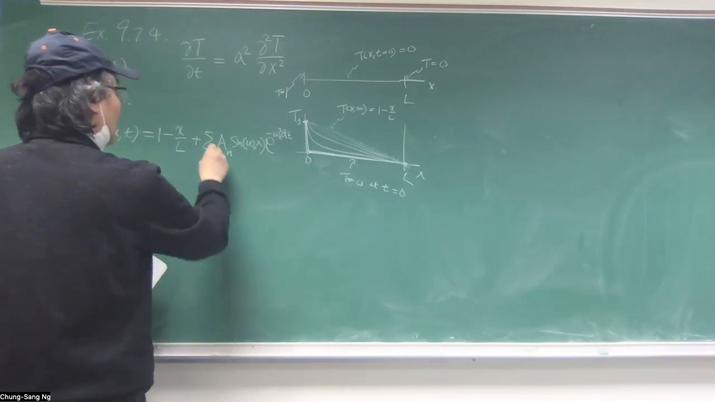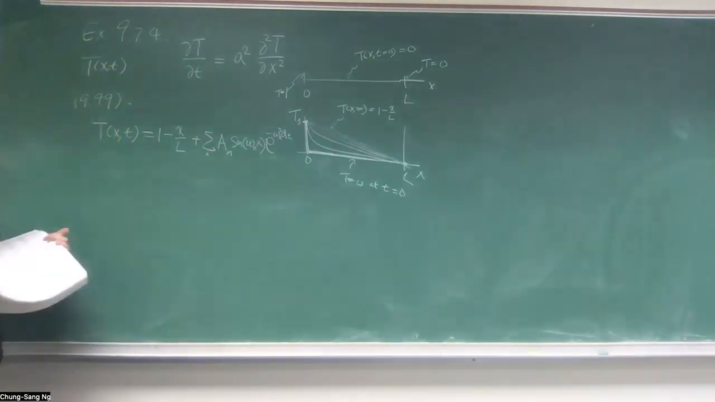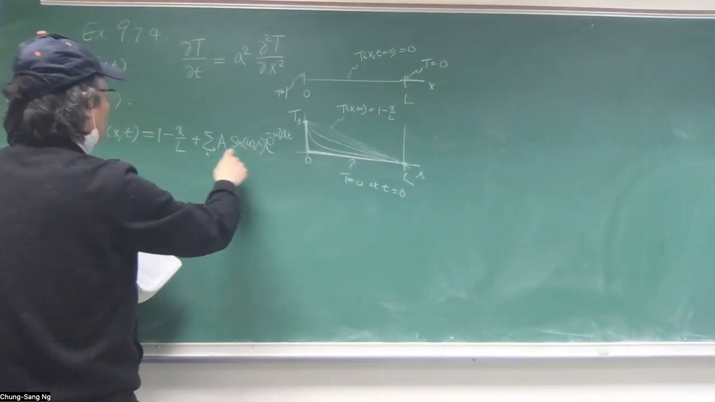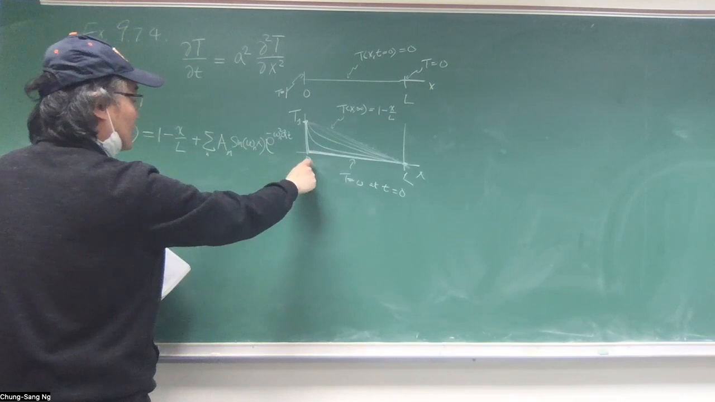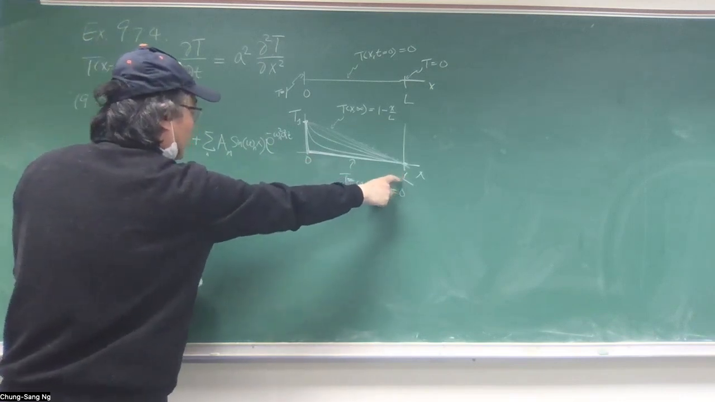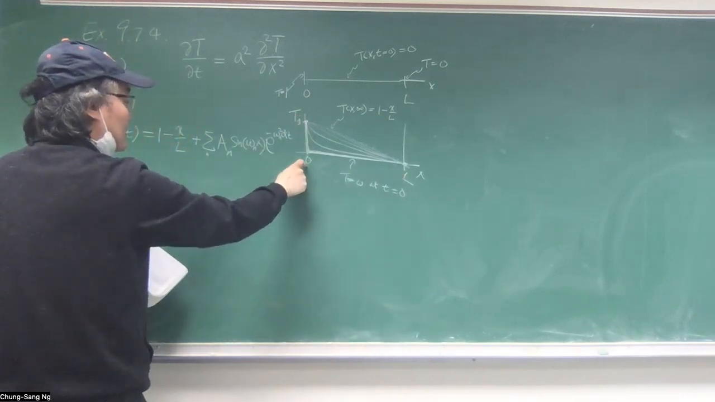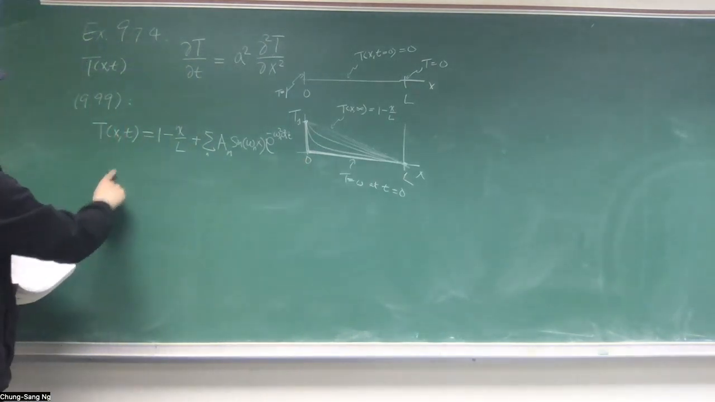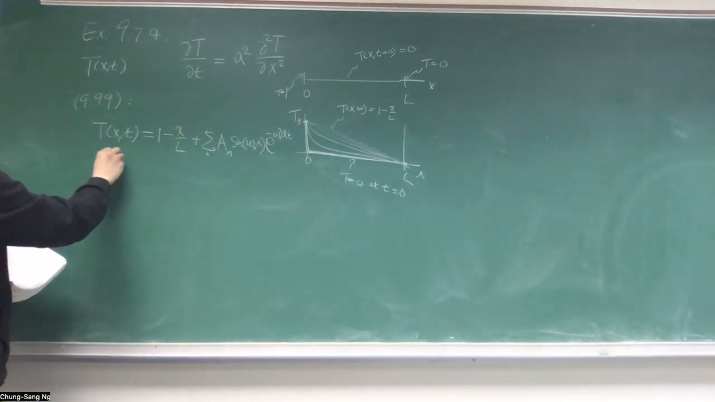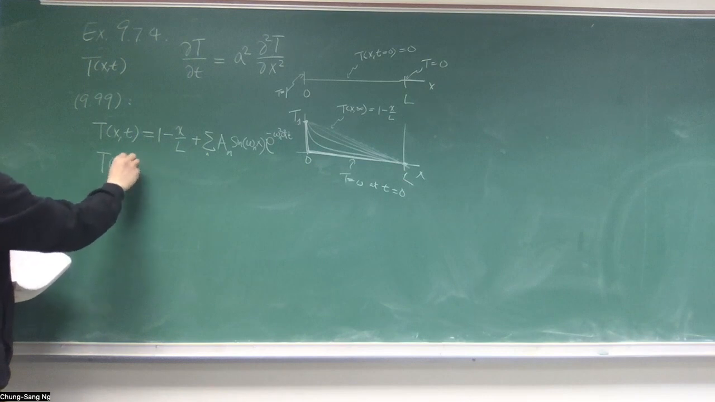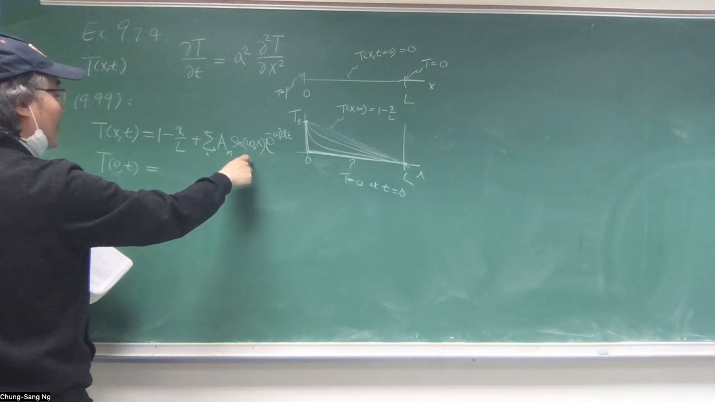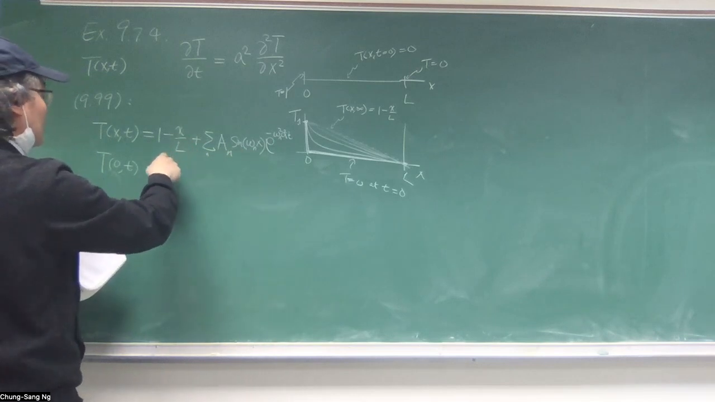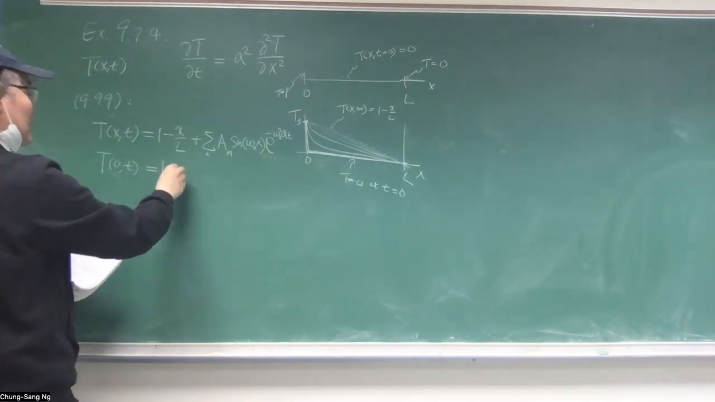And then sum over n, and we'll define what n is, the limit, when we consider the boundary condition. The boundary condition is that the temperature is zero at x equals L, and one at x equals zero. So the boundary condition at zero is obviously that this equals one.